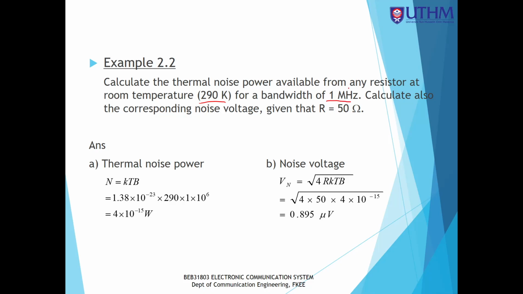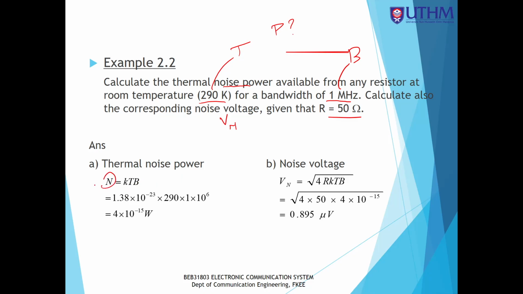of 1 megahertz. So this is the T parameter, this is the B parameter. First the question asks for the noise power. How much is the noise power? Then calculate the corresponding noise voltage Vn, given R equal to 50 ohm. First find the noise power, which is KTB. N equal to KTB.